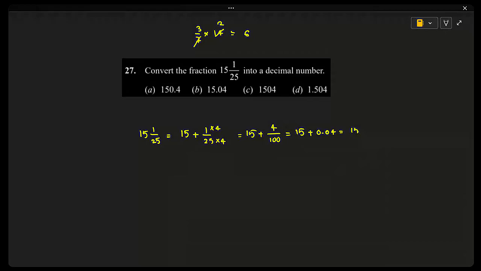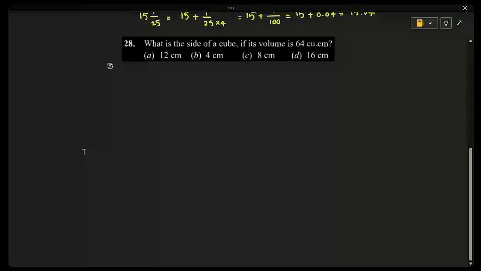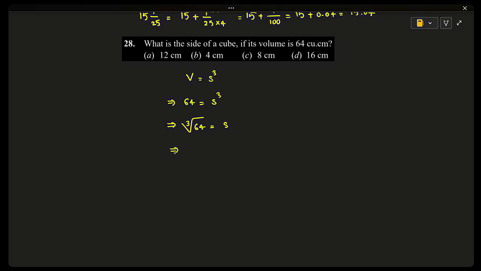28th one. What is the side of a cube if its volume is 64 cubic centimeters? Volume of the cube, we know the formula, side cube. Volume is given as 64 cubic centimeters, that is equal to s cube. So we want to find the value of s. Transpose the cube to the other side, you'll get cube root of 64 is equal to s. We know cube root of 64 is 4. So side is equal to 4 centimeters, that is option B.